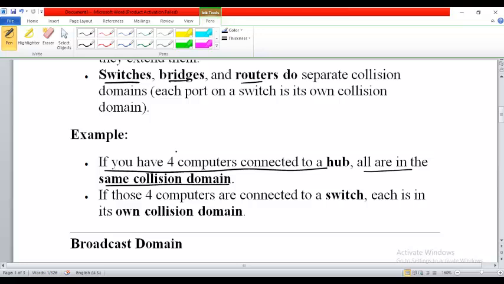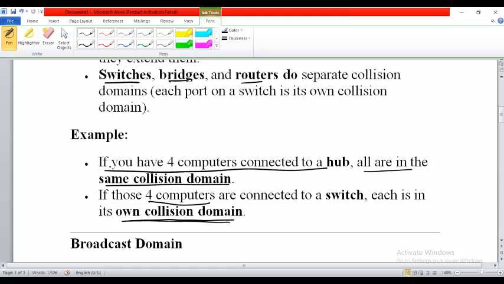But if every child has one babysitter, then it is easy for the controller to control the child, to pacify, to make the child comfortable, to make the baby stop crying, make the baby laugh. It is possible. Switches are like that. Each computer has its own collision domain, meaning they have their own path, so collision is controlled. Did you understand collision domain?